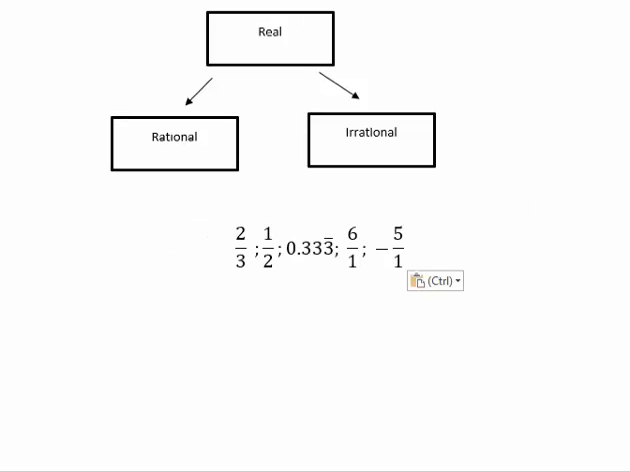Real numbers are split into one of two categories. Either they're rational numbers, like so. 2/3 is rational because it can be written as a fraction. 1/2 is rational. Even 0.333 repeating is rational because that's the number 1/3. So if it repeats in its decimal notation, or it ends, it's rational. The number 6 is rational because it can be written 6/1. The number -5 is rational because it can be written as -5/1. So those are all rational numbers.